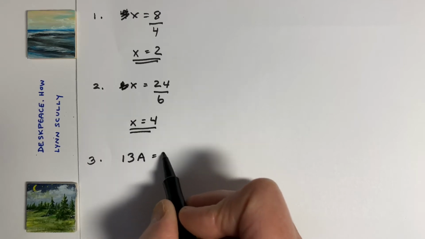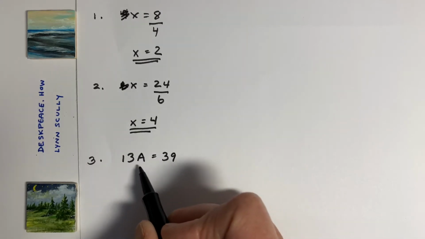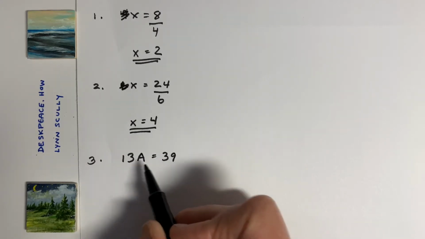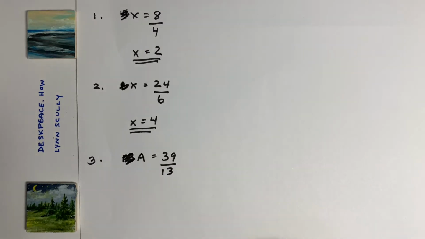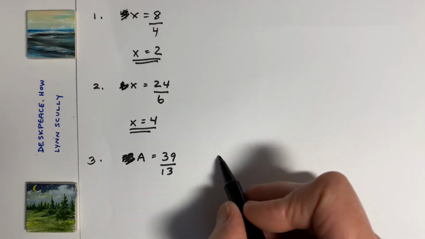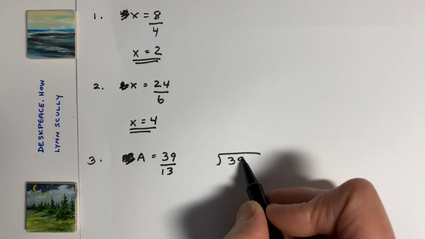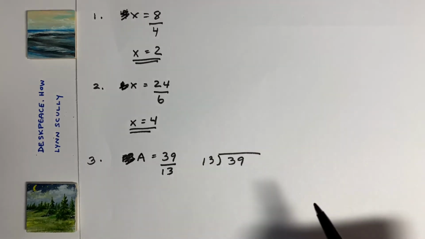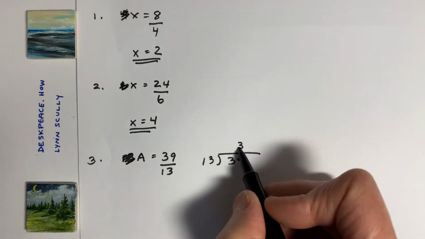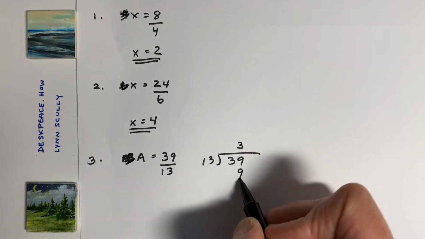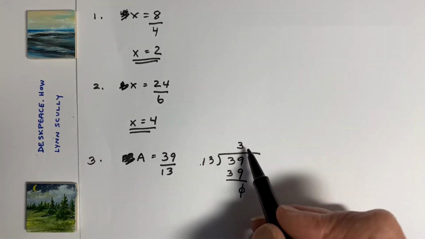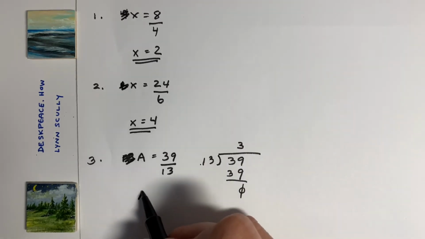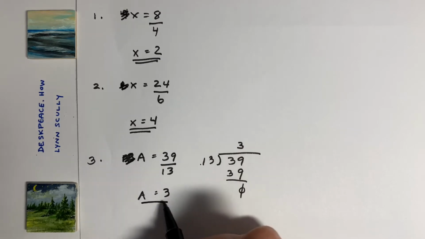Number 3, 13a equals 39. I want to get a alone. The 13 is attached by multiplication. Move it by division to the other side of the equal sign. 39 divided by 13, I'm thinking 3. 3 times 3, 9. 3 times 1, 3. Perfect. It went in an integer number of times. A equals 3.